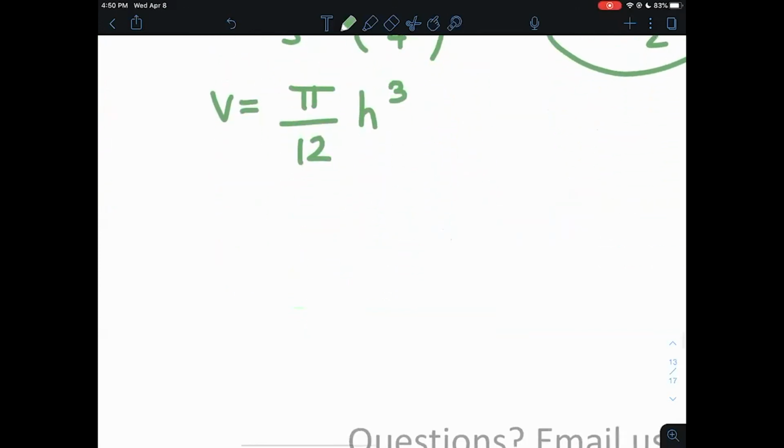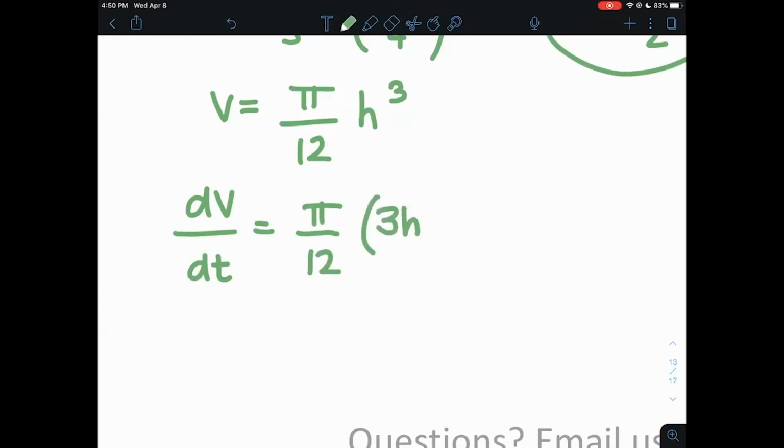Now I can take the derivative with respect to time, so implicit differentiation, of both sides. When I differentiate this left side, V, derivative of V is 1, but that's with respect to V. So I would need to multiply that 1 by dV over dt. And then on this right side, h cubed differentiated is 3h squared, but I need to multiply that by dh over dt. I need to actually take the derivative of h with respect to t.